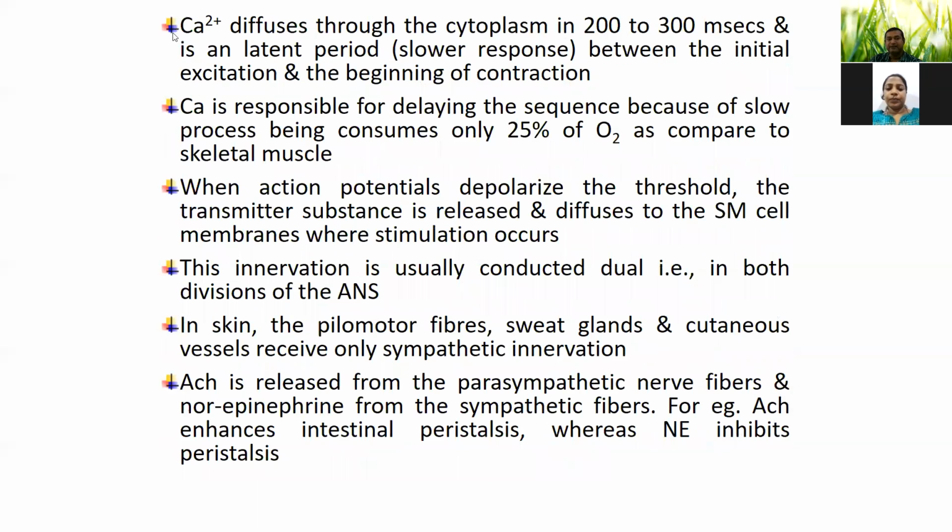Basically, the calcium ion diffuses through the cytoplasm in 200 to 300 milliseconds, and that is the latent period between the initial excitation and the beginning of contraction. That is to say, whenever there is excitation or contraction, there should be a diffusion of calcium ions in the range of 200 to 300 milliseconds.